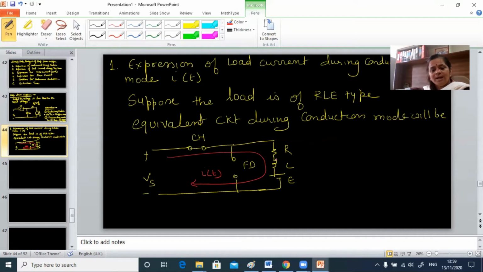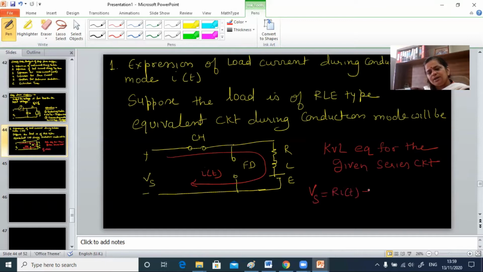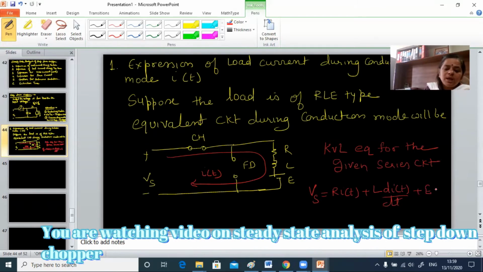Now, if I write the KVL equation for the given series circuit, what will be the KVL equation? Vs is equal to R i(t) plus L di(t)/dt plus E. This will be the KVL equation.